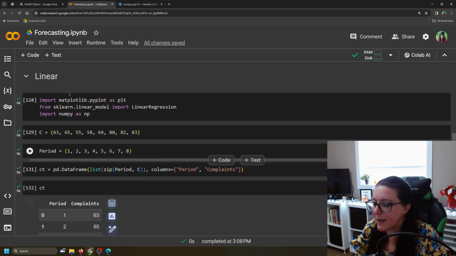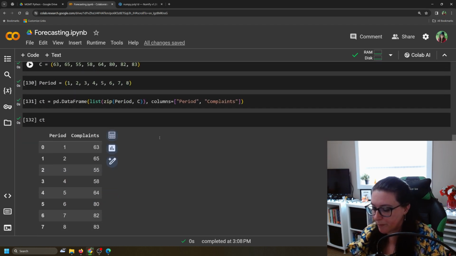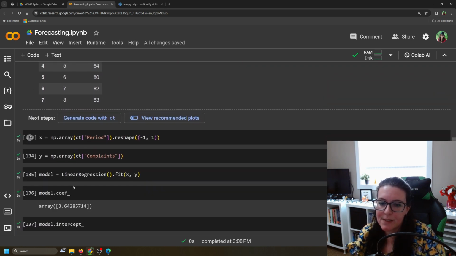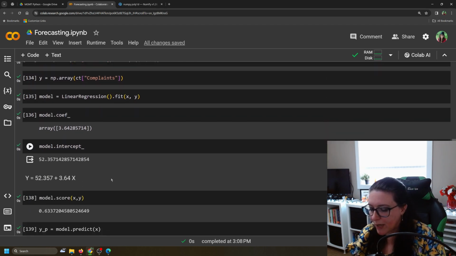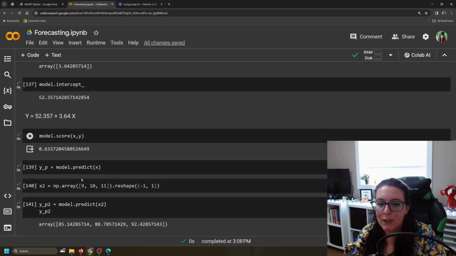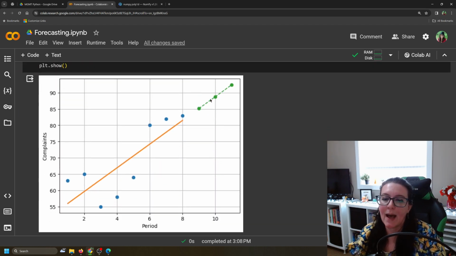In our previous video, we did a linear trend. And so we had our complaints and the number of periods that we were looking at forecasting what the complaints would be for our company in the future. So we had taken our data and put it into a table, and we had previously fit a linear regression, forecasted into the future, and got a formula as well. And we looked at how well the model fit, and it had an R-squared of about 63%. We plotted the information. Here we had our linear forecasted trend and the forecast into the future.